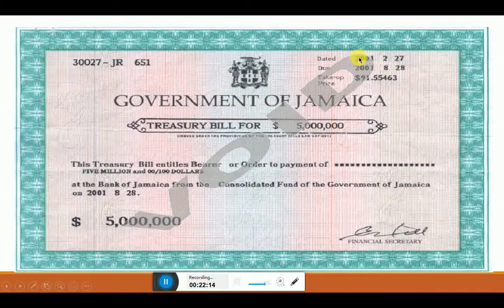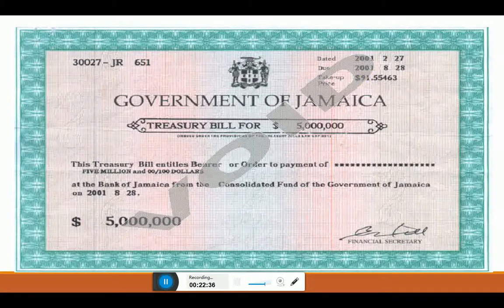You can see there is issuing date and due date. So 27th of February 2001 it's issued, and it will get mature on 28th of August 2001. So it's for 6 months. So in 6 months, if you invest 5 million, you will earn $91,000.